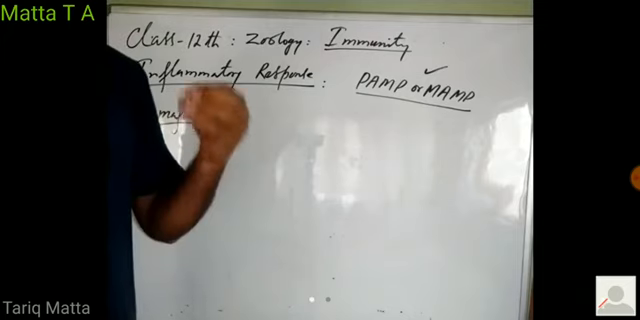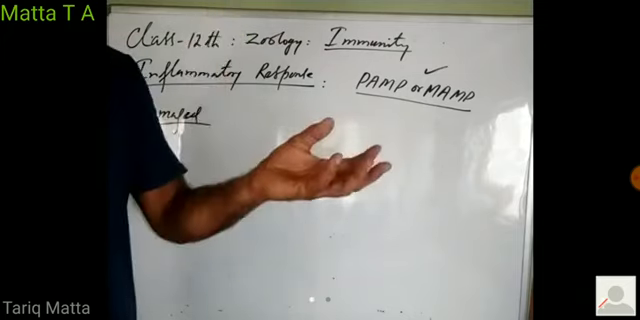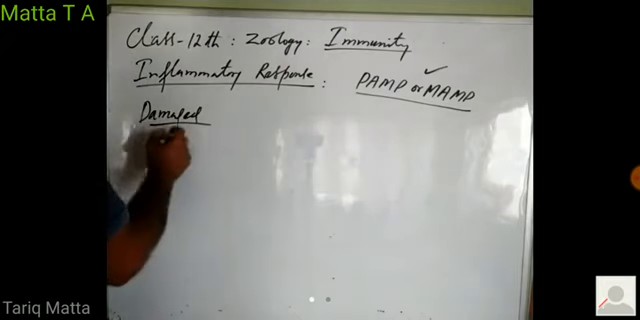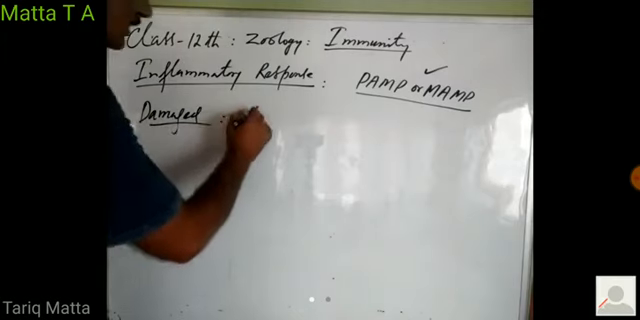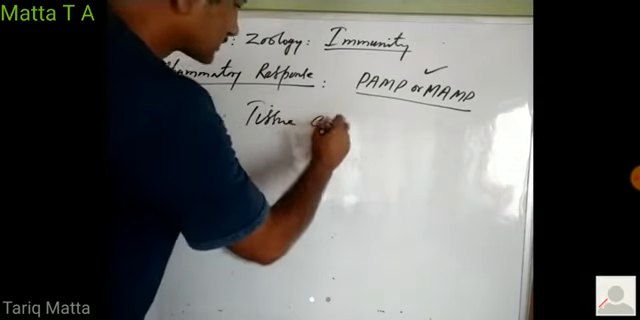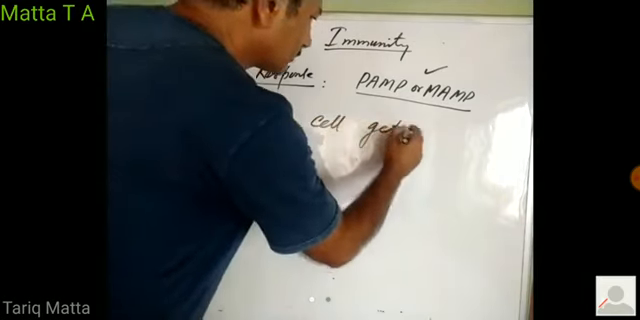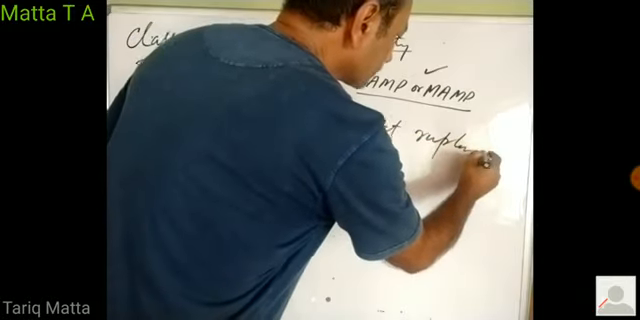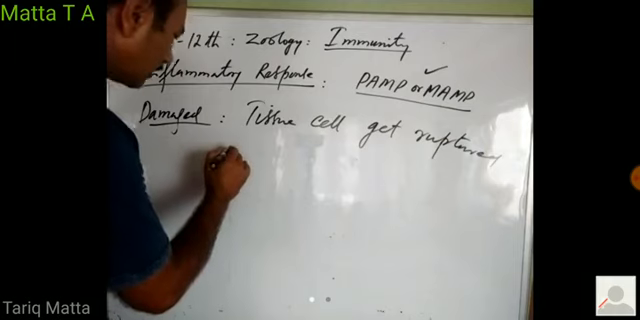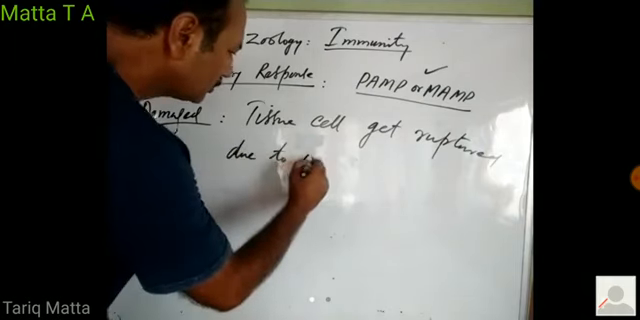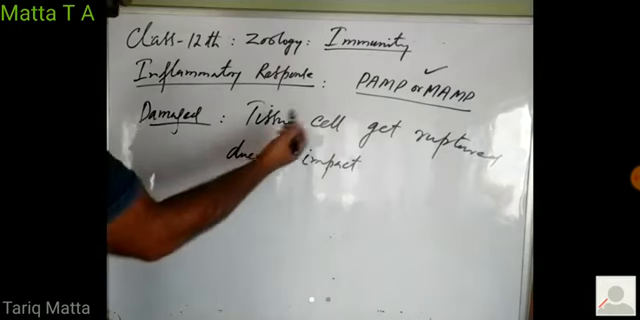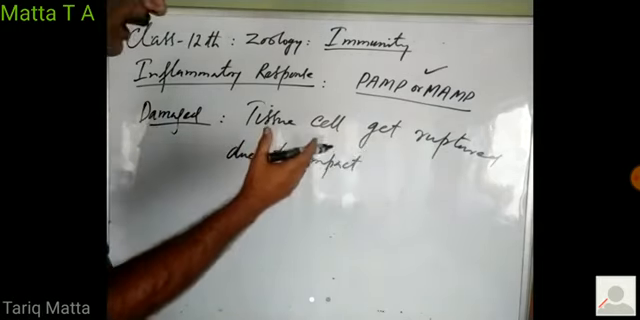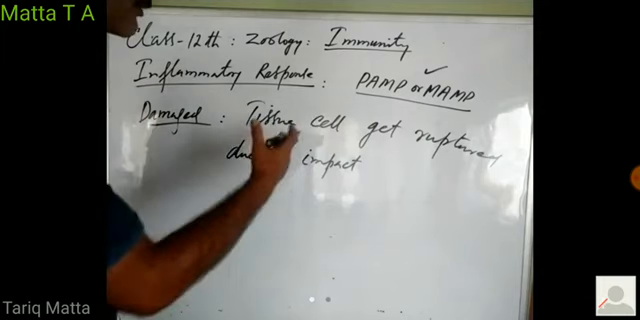When the skin is not cut and a pathogen has not entered the body, we still develop inflammation. How is that inflammation developed? It is developed by local damage to the body cells. Some of the tissue cells get ruptured due to impact. So when we are hit by something, although our skin is not cut, that impact ruptures some of the tissue cells.